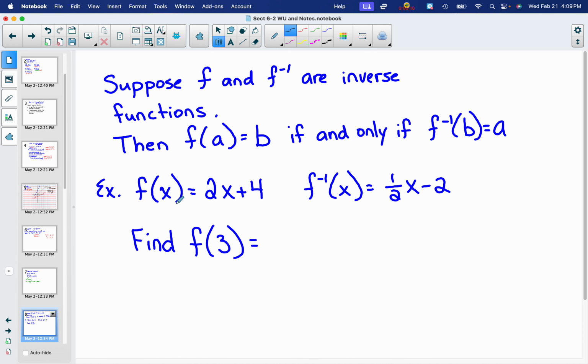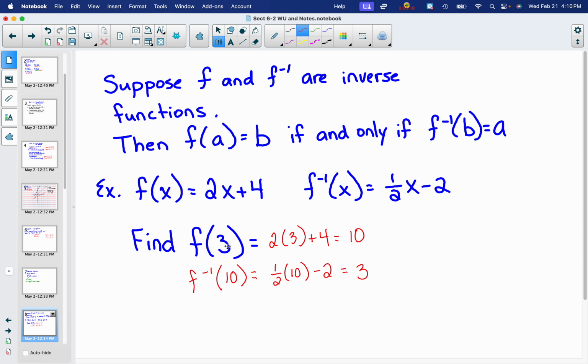So if we know that f of x equals 2x plus 4, and f inverse of x is 1/2 x minus 2, and I want to find f of 3, then we're going to substitute a 3 in, and I get 10. So to illustrate this, now let me find f inverse of 10. If I take 1/2 times 10 minus 2, half of 10 is 5, minus 2 is 3. Notice I got this value back. So that's what is illustrated right here.